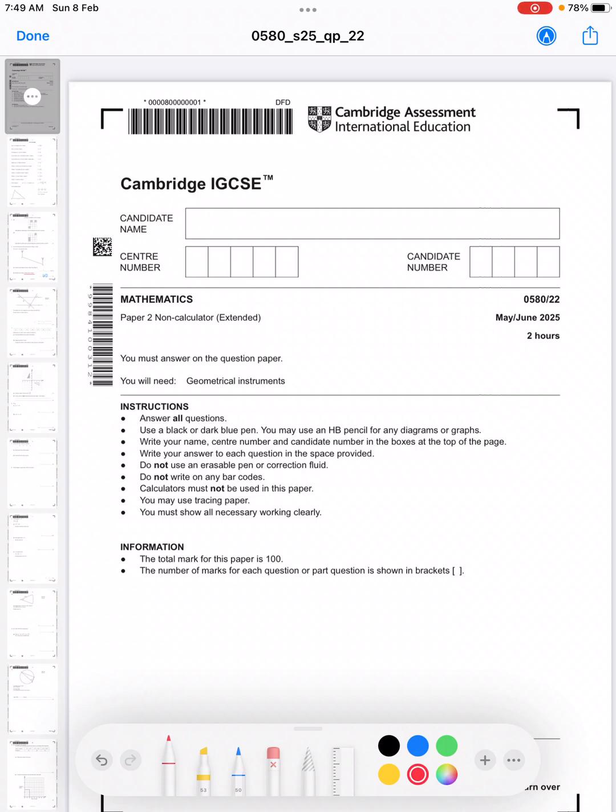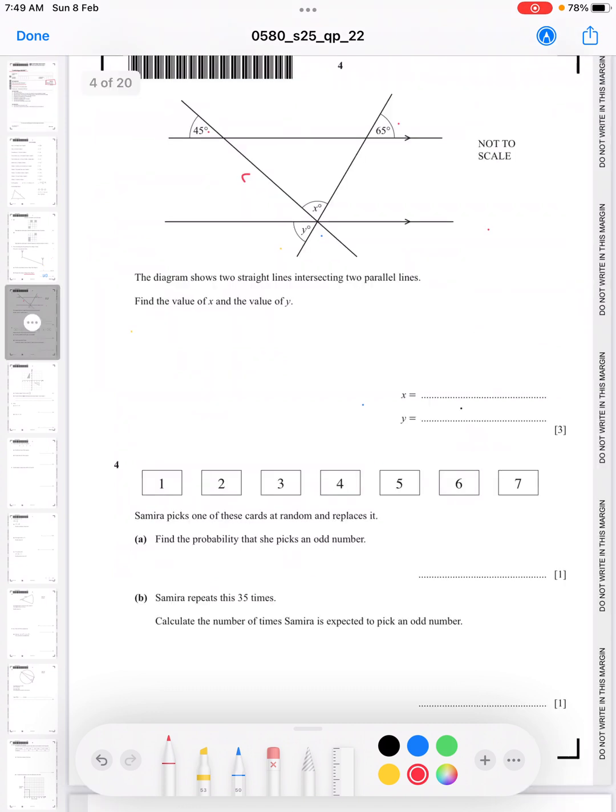This is Shamsa Jabeen and we are solving Cambridge IGCSE Maths Paper 2 Non-calculator May-June 2025 with the code 058022. In this video we will solve question number 4 of this paper. Let's read it.